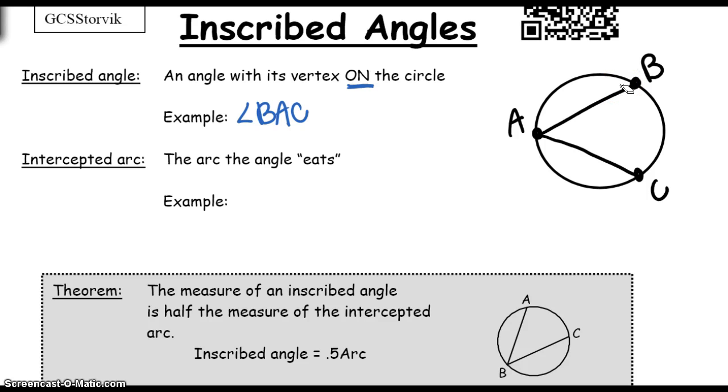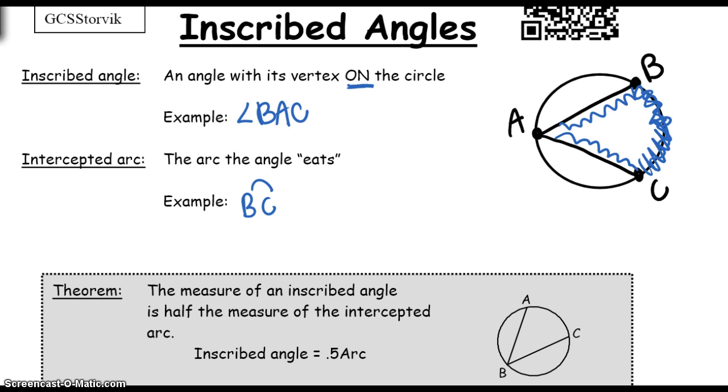The intercepted arc is the arc that the angle eats. So if you imagine this is like a mouth with teeth, there we go, it's eating this arc right here, right? So it's going to eat this right here. So this arc right here would be BC, that's its intercepted arc.